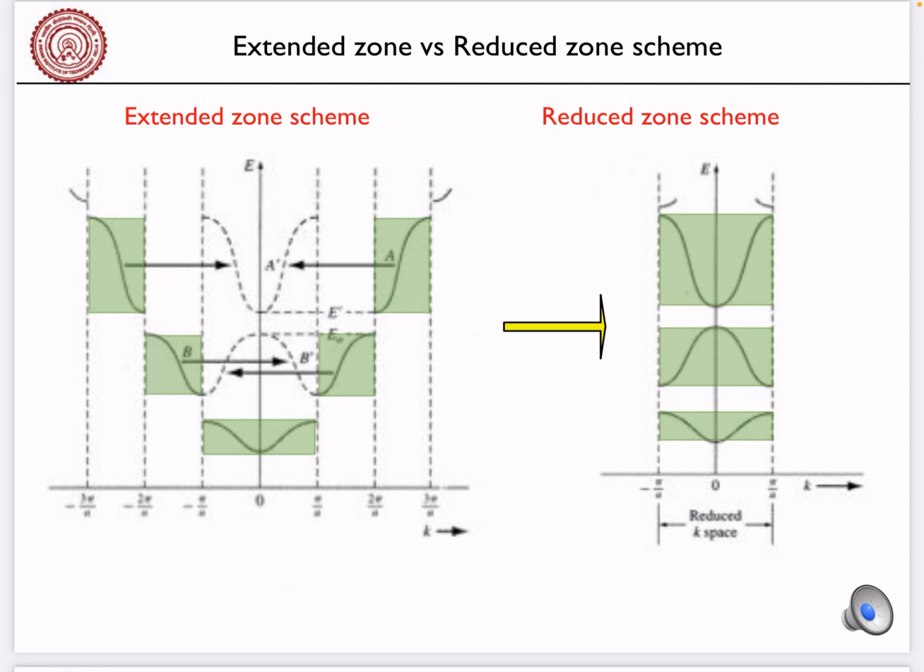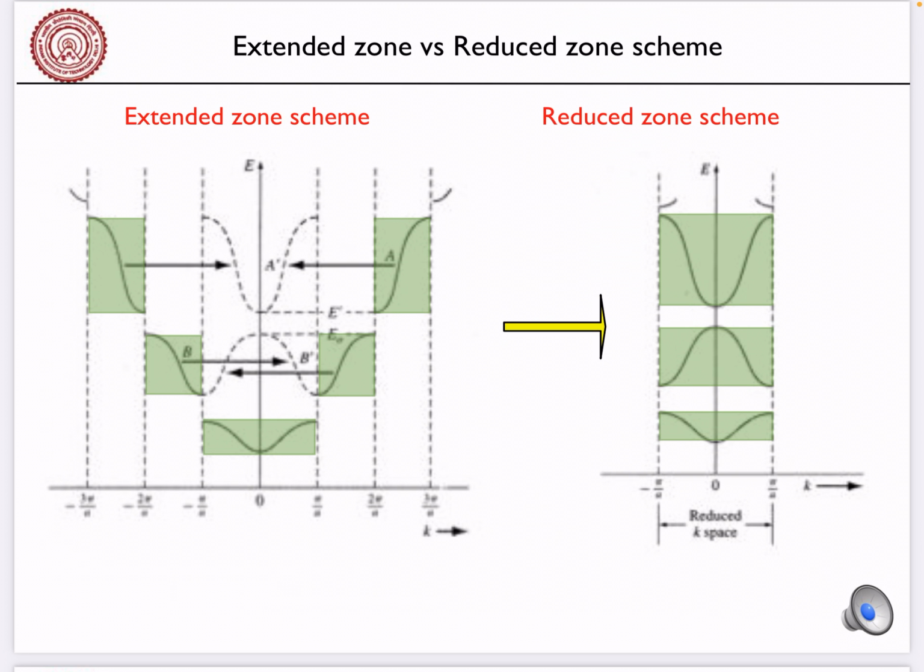Similarly, on the left side, from minus pi by a to minus 2 pi by a, this zone can be brought back to the first zone again. Okay, so similarly, the curve in the third Brillouin zone can be brought back to the first Brillouin zone on the right side, because again the difference is 2 pi by a. Okay, so this entire thing is called the extended zone scheme, right. All the zones you show separately. Now this can be shown in a simplified way as I show it on the right hand side, right. That is the reduced zone scheme.